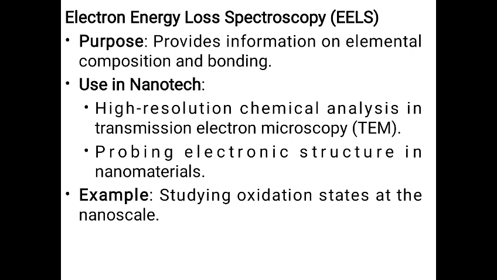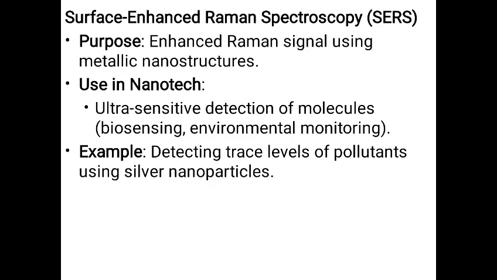Electron energy loss spectroscopy. The purpose of this electron energy loss spectroscopy is to provide information on elemental composition and bonding. And in nanotech, it is employed in high resolution chemical analysis in transmission electron microscopy, and also in probing electronic structure in nanomaterials. Examples include studying oxidation states at the nanoscale.